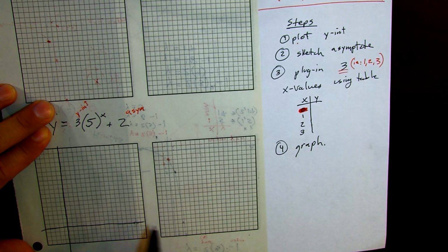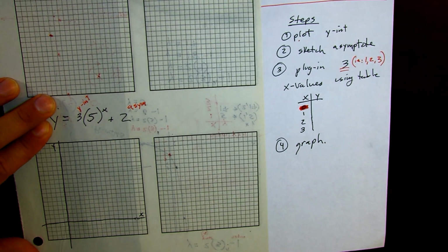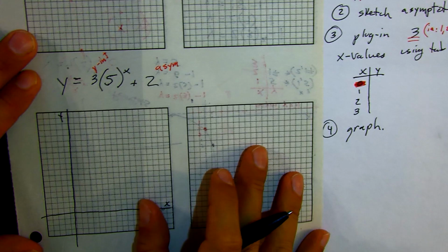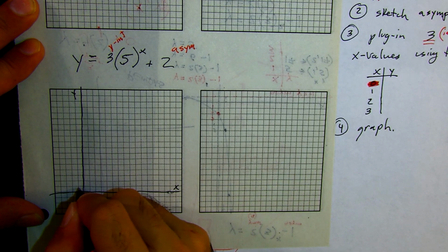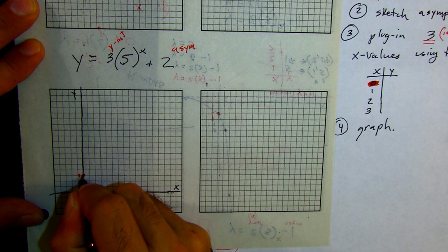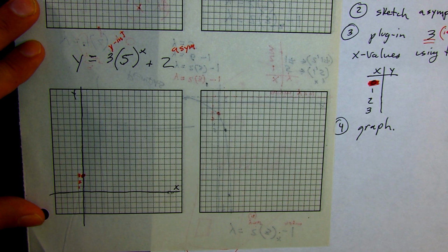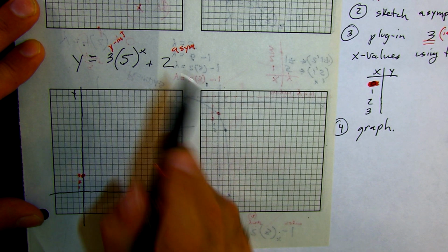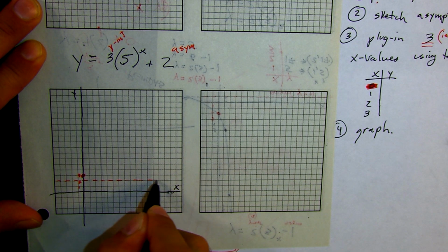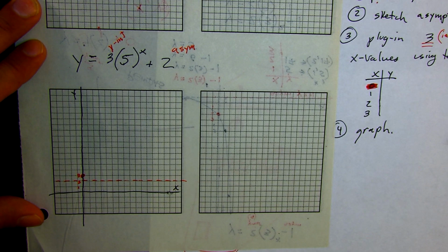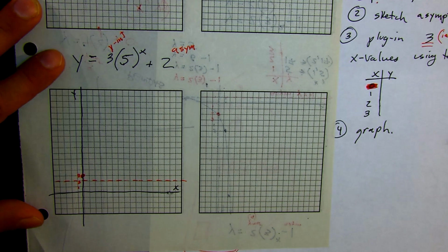All right, last problem. Let's stay focused. Whoops, x, y. So I need to plot my y-intercept. The y-intercept is 3. So watch: 1, 2, 3. The y-intercept is always on the y-axis. Then we sketch the asymptote, which is +2. The asymptote is always horizontal, until way later on in math.